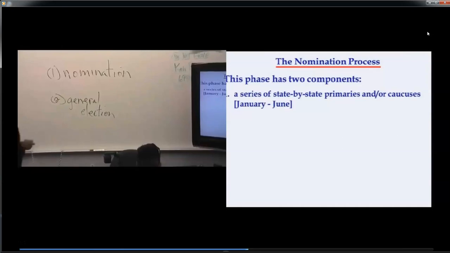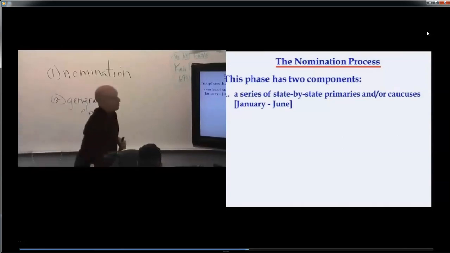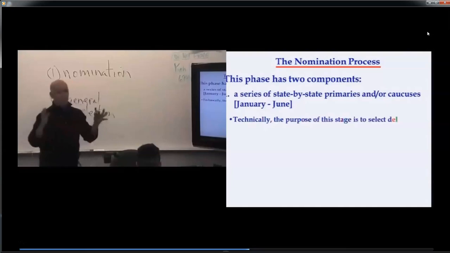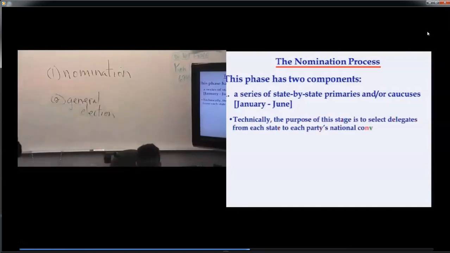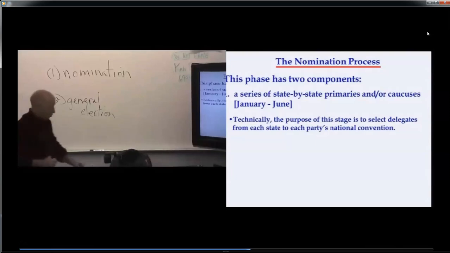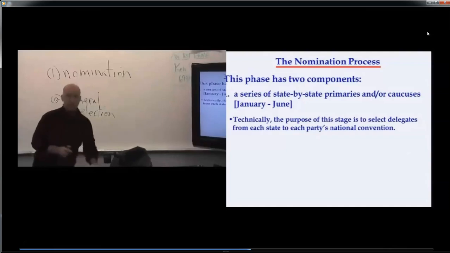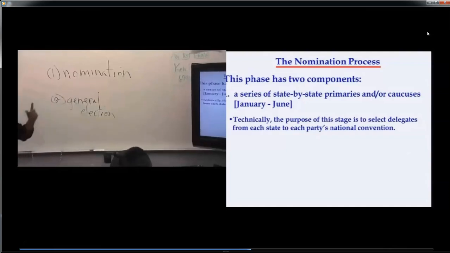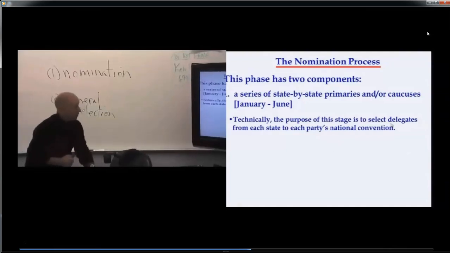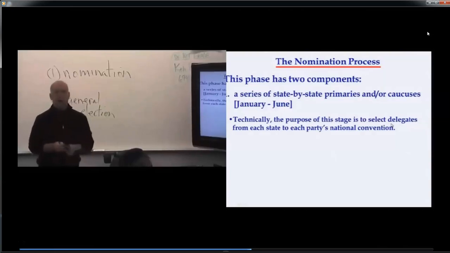Okay? Now, what's the purpose of these primaries and caucuses? I'll sort out the difference between a primary and caucus with you here in just a second. But let's first talk about what is the purpose of these primaries and caucuses. Well, technically, the purpose of this stage, and this is specific to presidential elections. Okay? I want to make sure everybody's clear about this point. These points that we're talking about right here apply specifically to presidential elections.